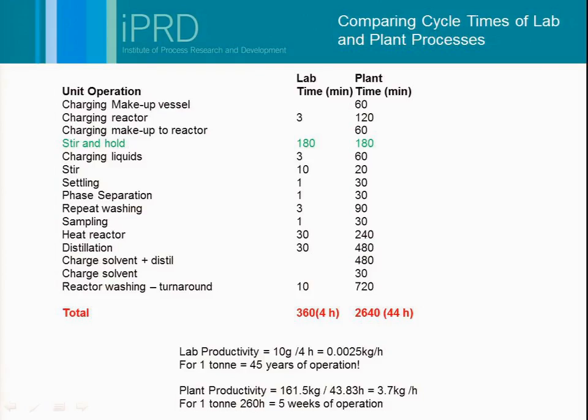So if we scaled that directly and used the laboratory process to make the tonne, it would take 45 years in those round bottom flasks to be able to do it, using that cycle time there. And of course that's ridiculous, and of course that explains why we do things at larger scale. So if we did the same process at larger scale, to make that tonne of material takes 260 hours or 5 weeks of operation, which of course is manageable. So those are illustrations of why you need to develop a process.